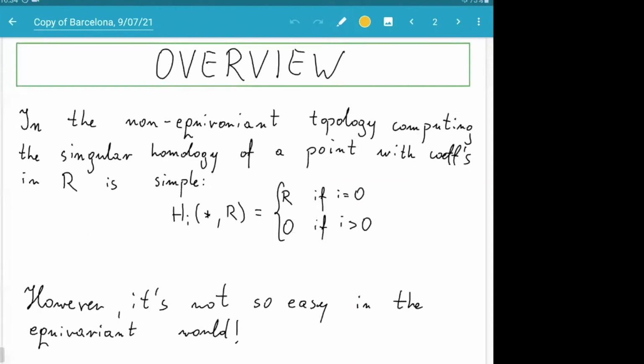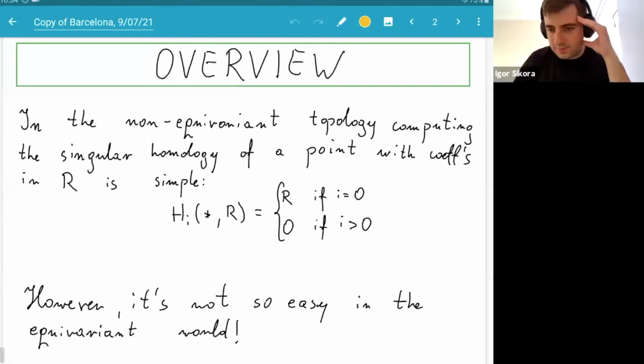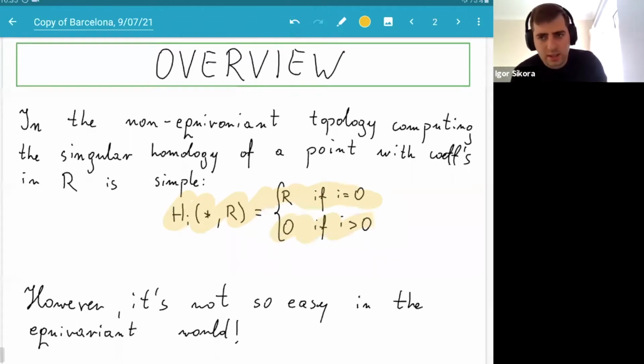It is a trivial statement that in non-equivariant topology, computing the singular homology of a point with coefficients in some abelian group or some ring R is very simple, because we just look at the dimension axiom, and we see that it is concentrated in degree 0, and it is 0 everywhere else. So just one remark, if you have any questions, please feel free to interrupt.